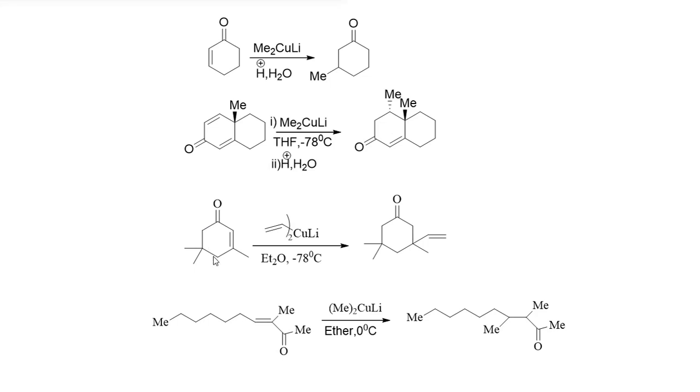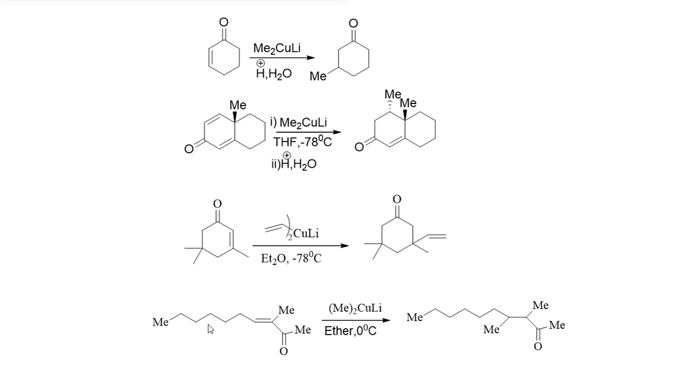Another important example for 1,4 addition is this. You can see this hydrocarbon part within the parenthesis attacks this position, the beta position of the carbonyl group of the alpha beta unsaturated ketone, and you will get this product. Okay, here also 1,4 addition takes place, conjugate addition.